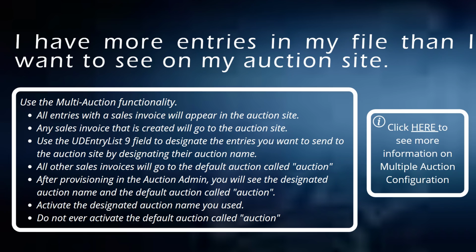The UD entry list 9 field is what is going to designate the entries you want to send to the auction site by designating an auction name. All the other sales invoices will go to the default auction labeled auction. Once you provision in the auction admin the designated auction name and the default auction labeled auction, you'll see both of those. Once you log into your admin site, you'll be able to designate which auction you want to see. And then whatever you don't want to see, which is typically the default auction labeled auction, you won't designate that one.